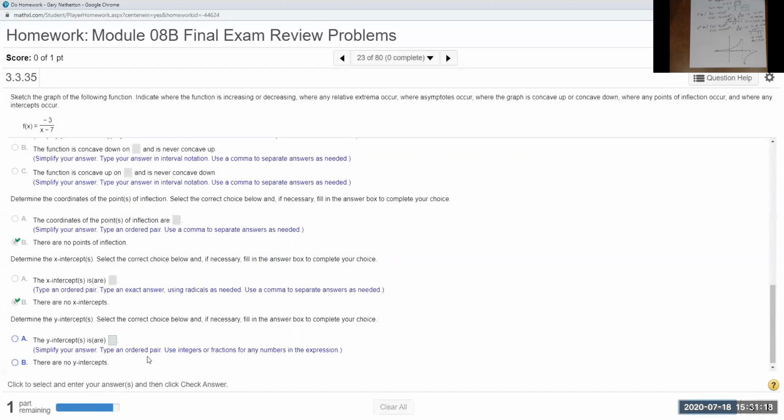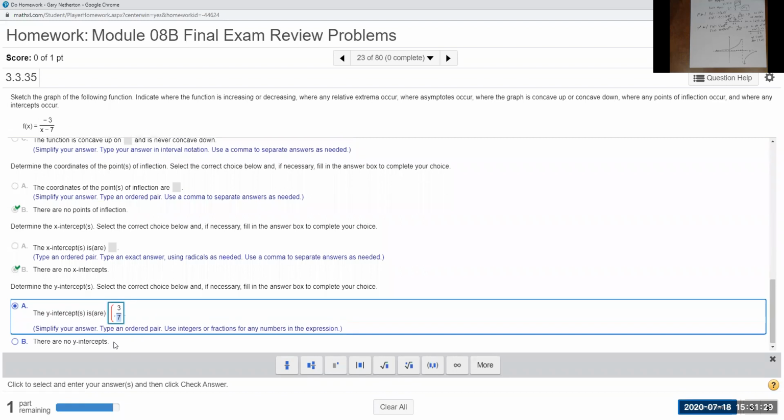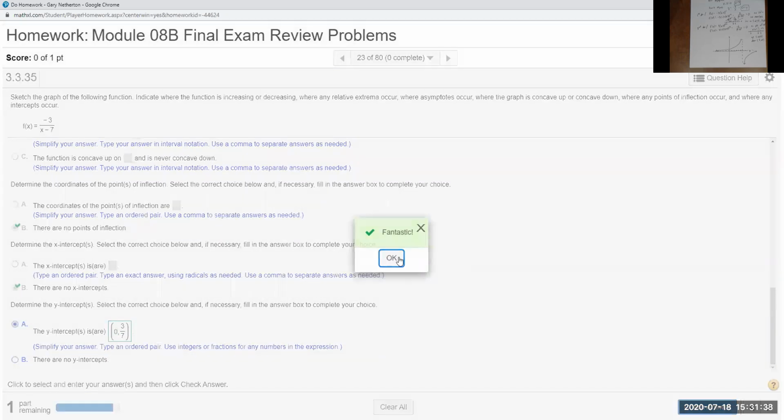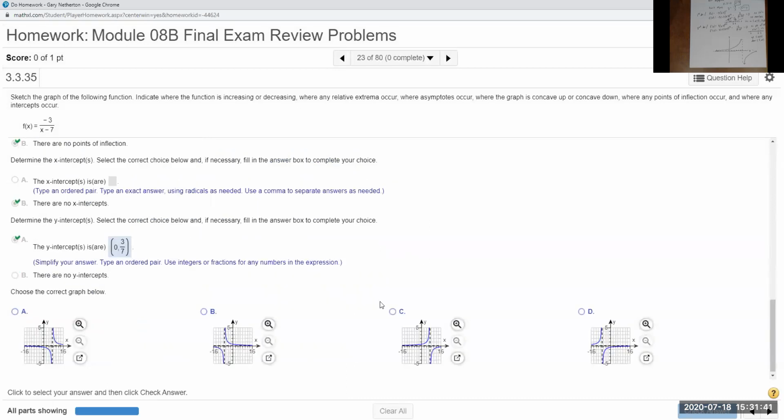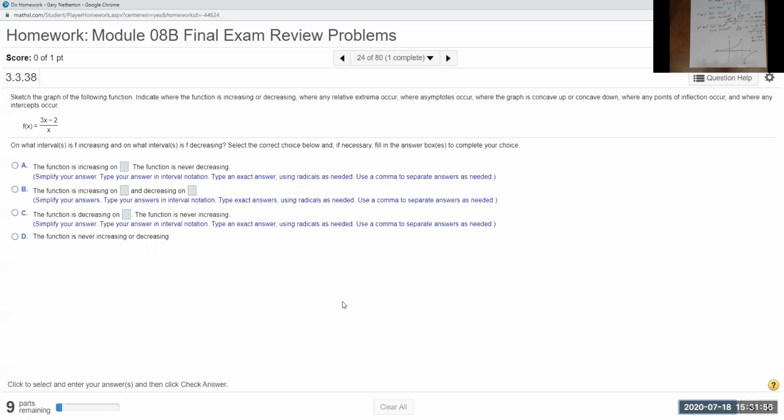Y-Intercept, type an ordered pair. We said 0.375. And the graph, here's the asymptote, x equals 7. The one we drew looks like C. All right. That was a lot of work, but we were able to figure it out.